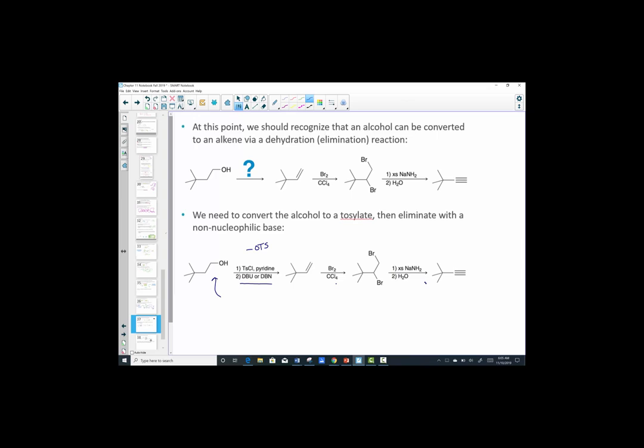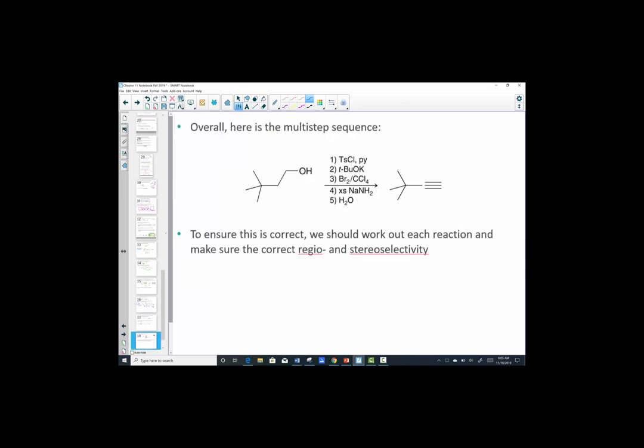So overall, this is what we've decided. We had a multi-step synthesis. We started working backwards. We started down here with steps 4 and 5, working up with sodium amide and a water molecule. That would change the bromines into a triple bond. We then had to go through and find an appropriate base and tosylate compound to eliminate the alcohol.